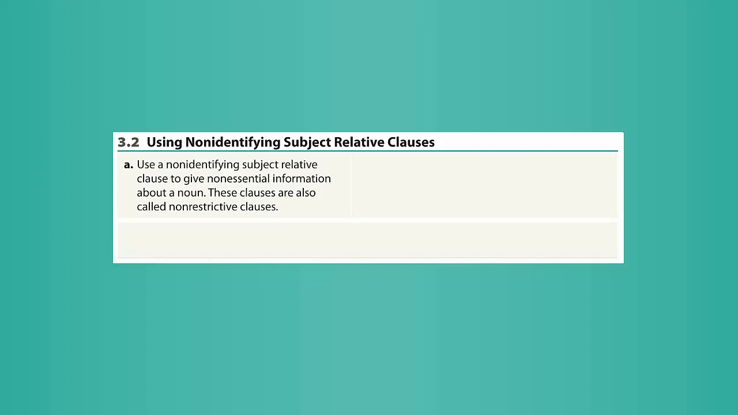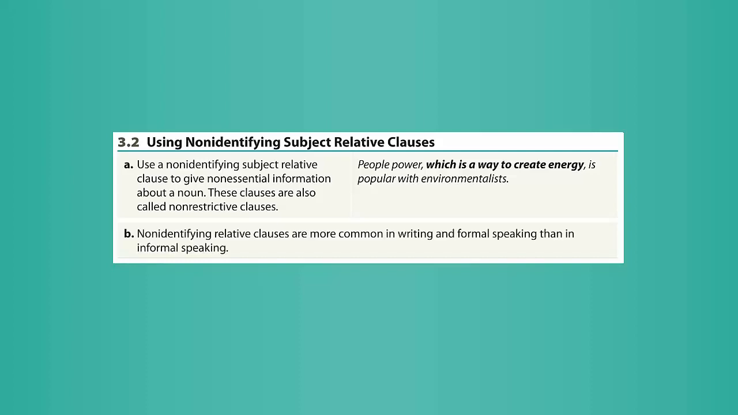People use a non-identifying subject relative clause to give non-essential information about a noun. Remember the word non-essential information. These clauses are also called non-restrictive clauses. For example, people power, which is a way to create energy, is popular with environmentalists. And non-identifying relative clauses are more common in writing and formal speaking than in informal speaking.